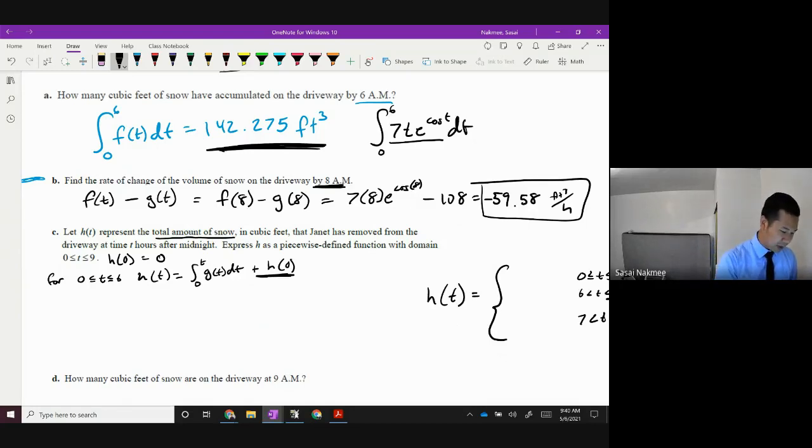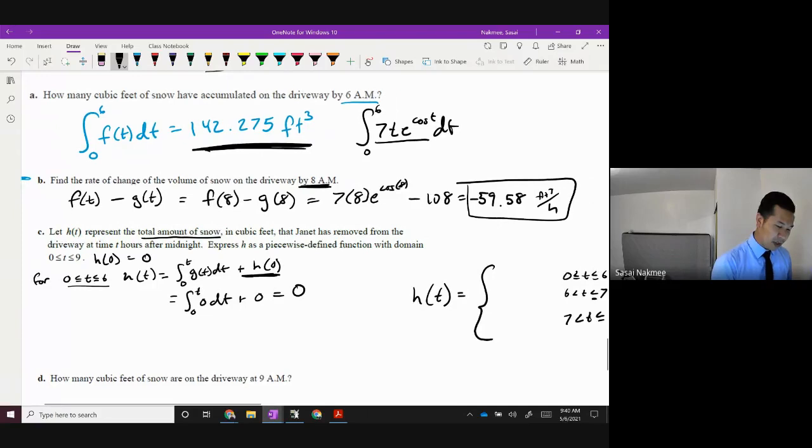Okay, so when I do this integral right here, G of T between these values is just going to be equal to 0, right? So this is equal to the integral from 0 to T of 0 dt plus H of 0, which is 0. The integral of 0 is just 0 from 0 to T. So this is equal to 0.